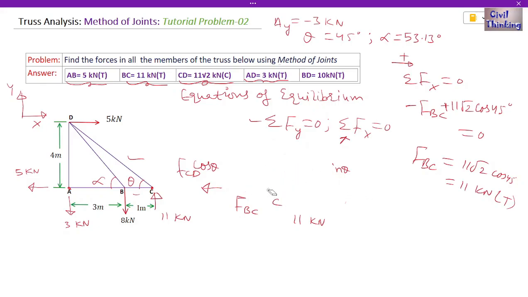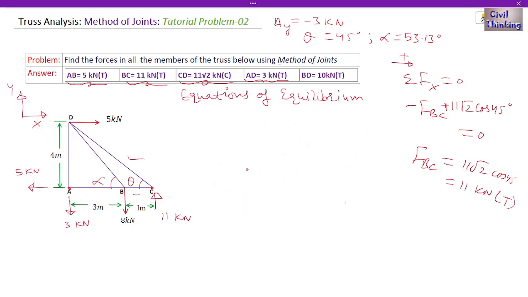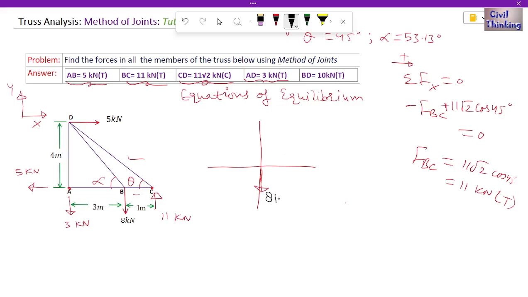So let me erase this. Let me draw the coordinate axis first. Let us say this is x axis and this is y axis. Okay, now we are talking about joint B. Now at B we have 8 kilonewton downwards, so I will write this. Let me change the color. This is 8 kilonewton downwards.